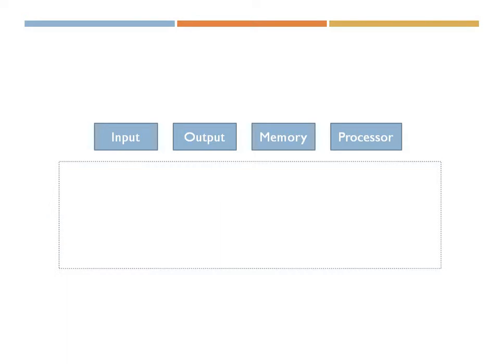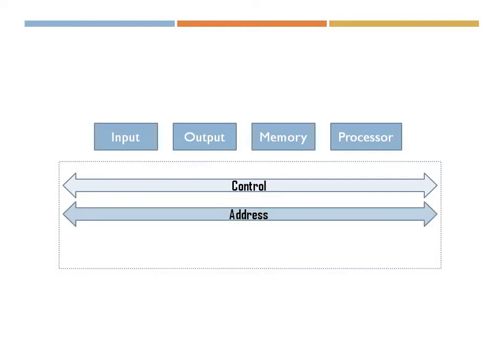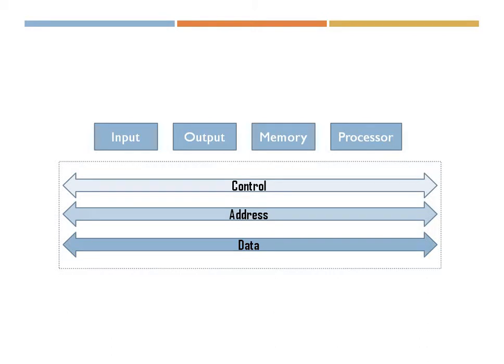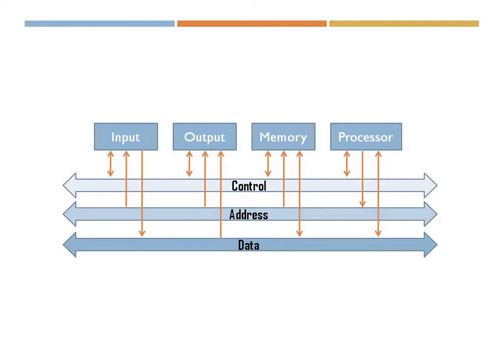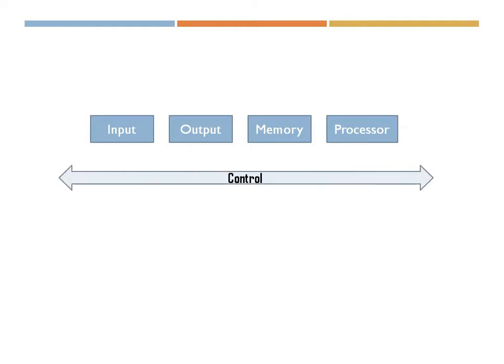As I said, I want to control all the devices, so I need a control bus. Since I want to get the address of all the data or instructions present, I will require an address bus. And the last one will be a data bus, because I work on the data. The data will be a major component that is going to work inside my device. And these are the various interconnections between my devices and my buses.